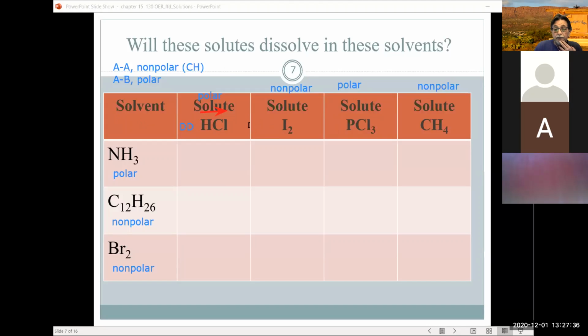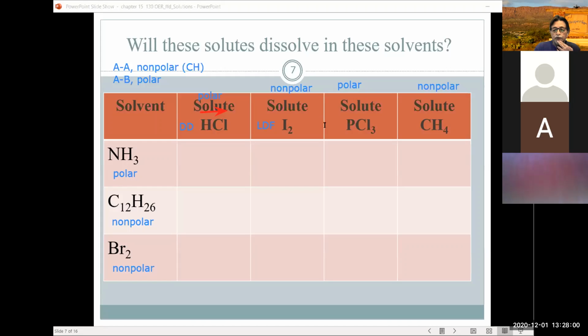What about iodine? What force would be involved with that? London dispersion. Got it, because it is nonpolar. All nonpolar compounds would have London dispersion forces, okay?